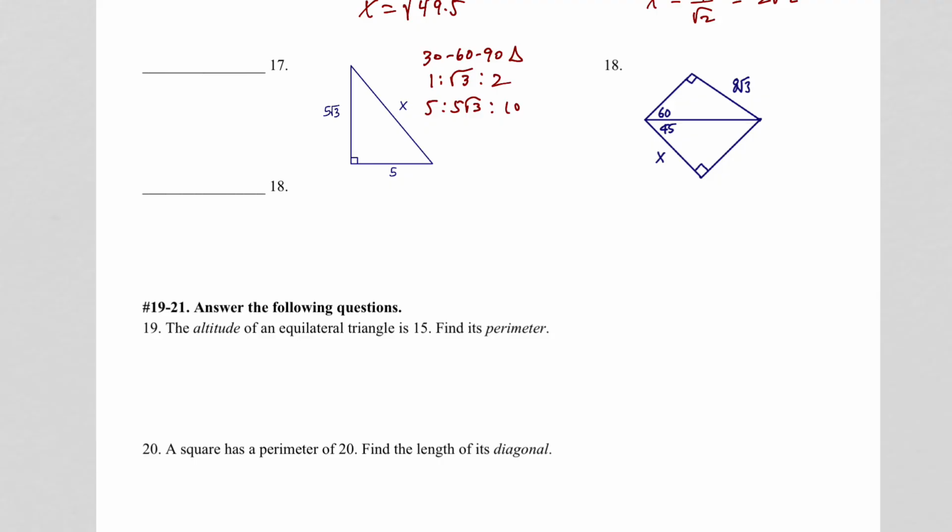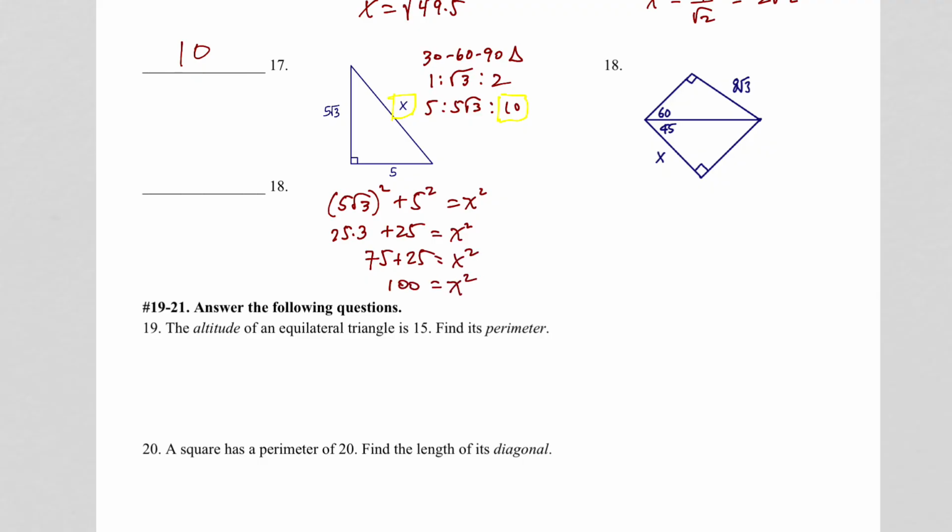And I showed a lot of work here, but you could probably have just done this right in your head. It's pretty easy to see. So you know that x is going to be 10. Now, if you didn't know that, it's no big deal. You just do the math. 5 root 3 squared plus 5 squared equals x squared. So this is 25 times 3 plus 25 equals x squared. 75 plus 25 equals x squared. 100 equals x squared. So x must be equal to 10.